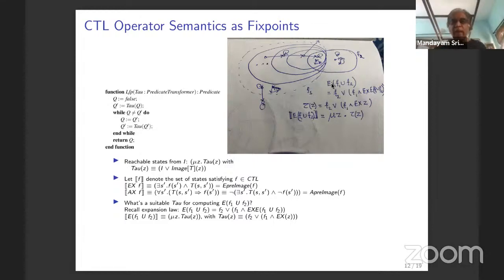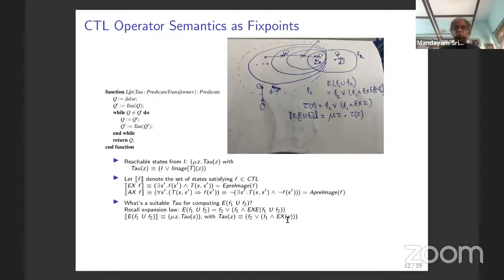What I've shown on the right side is just a pictorial view of what I call the Kleene iteration, which is exactly what this program is doing. It is computing a chain of tau starting with false. Tau 0 is false. Tau 1 is the application of tau, which I've shown here, to false, and tau 2 is tau of tau 1, and so on. But the way this is defined, it actually starts with false.